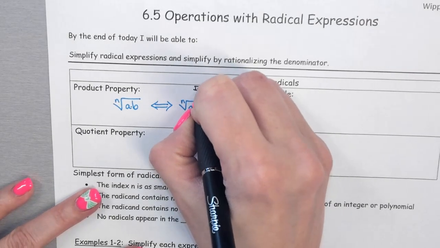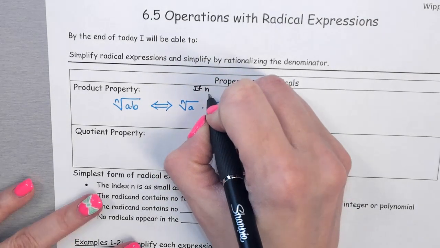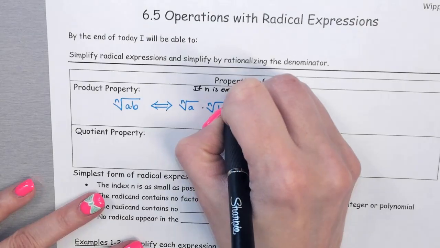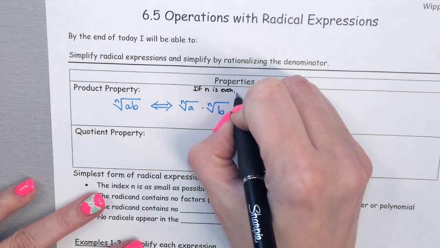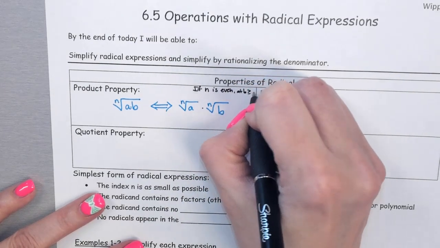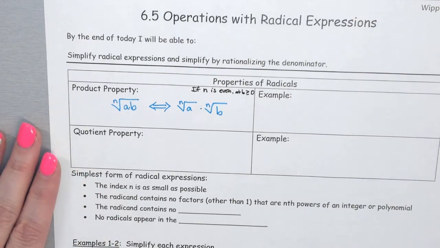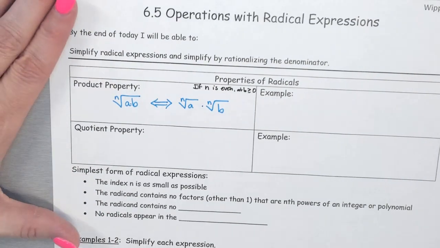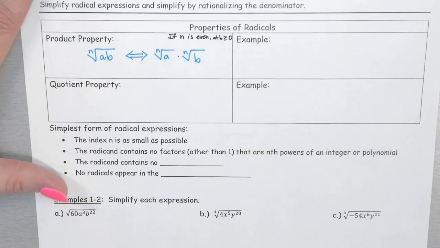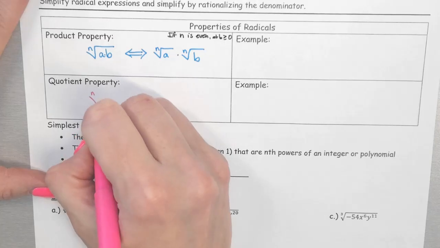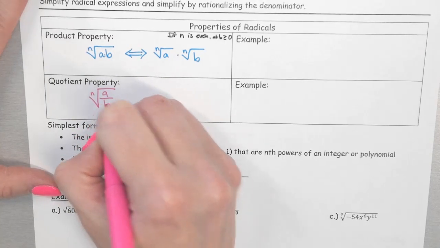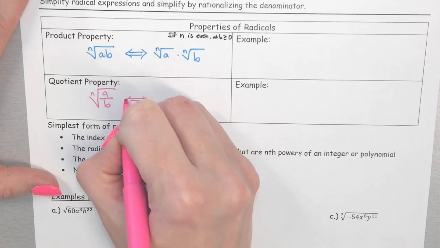Okay, and if the index value is even, sorry, I forgot to switch that for you guys. Okay, if n is even, then whatever's underneath does have to be positive, so we aren't dealing with those values of i. And then the quotient property, we're going to talk about a few different ways that we can use that.